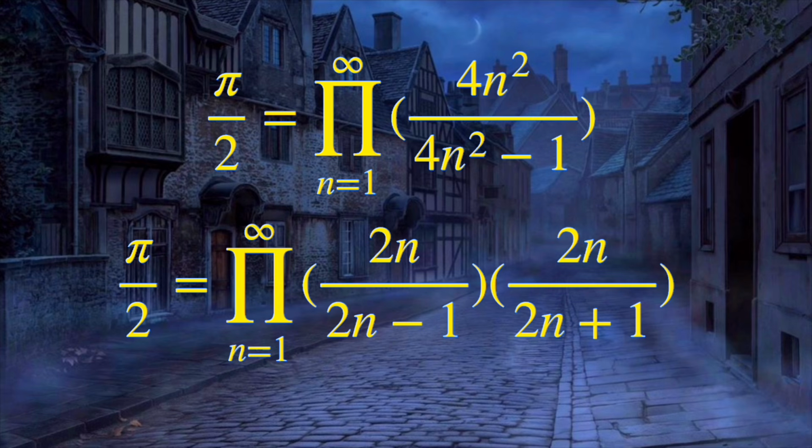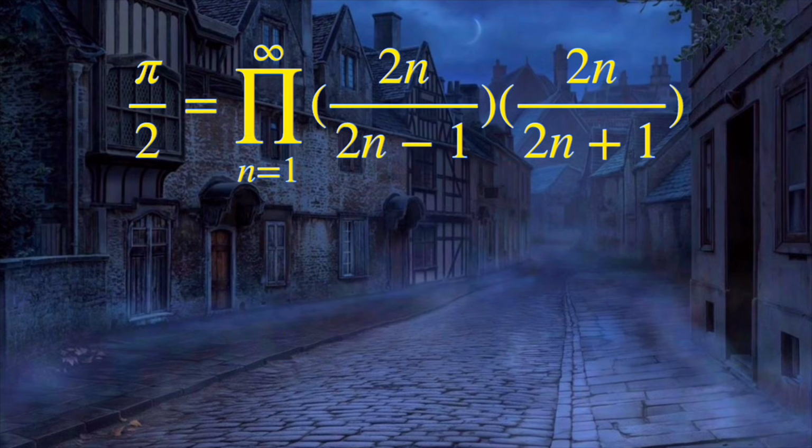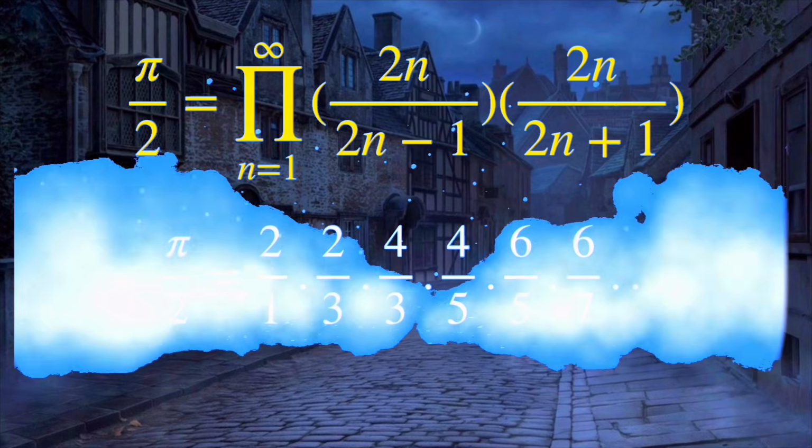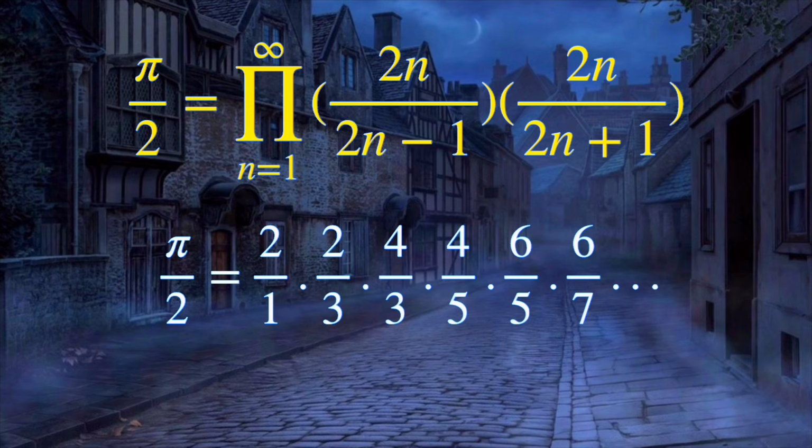Now, if we factor that, we can write this as 2n over 2n minus 1 multiplied by 2n over 2n plus 1. And writing this product out explicitly, we get what is known as the Wallis product for calculating pi.